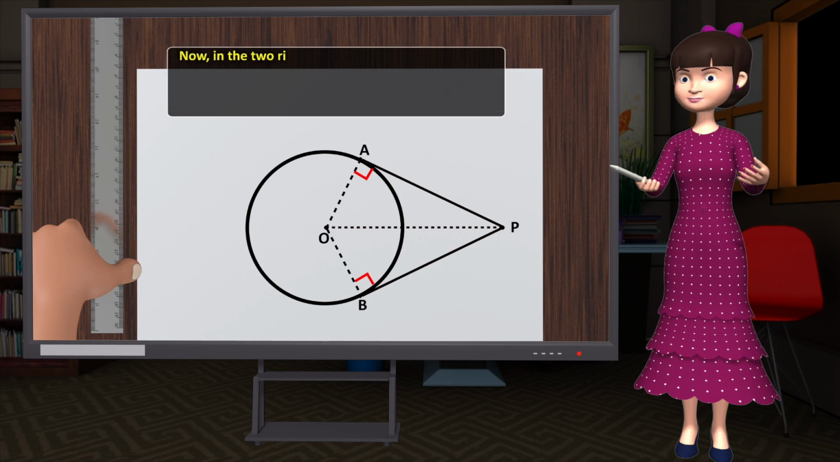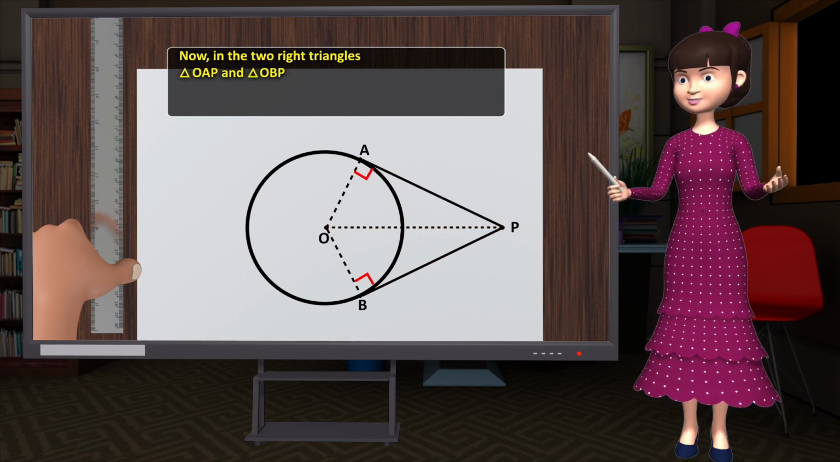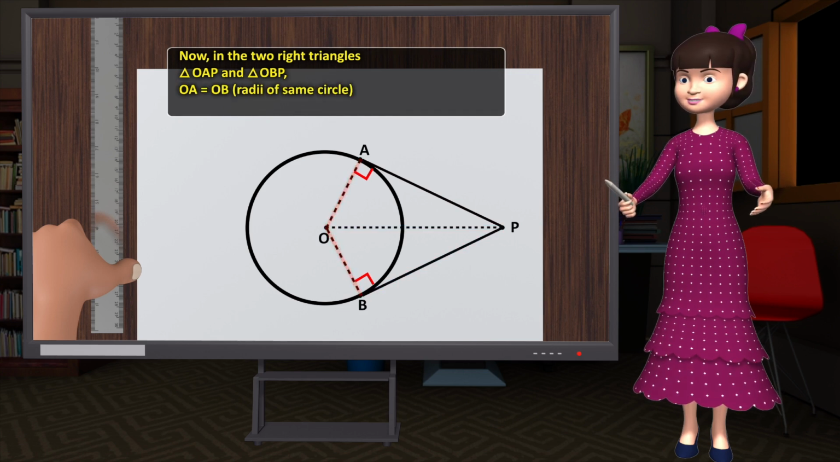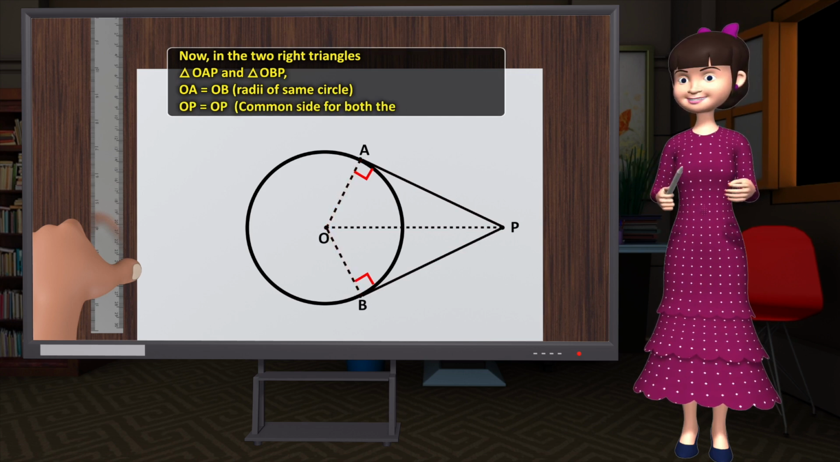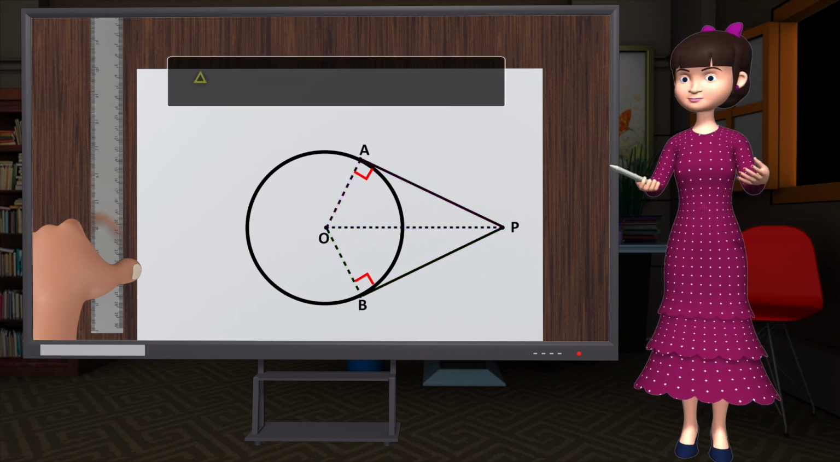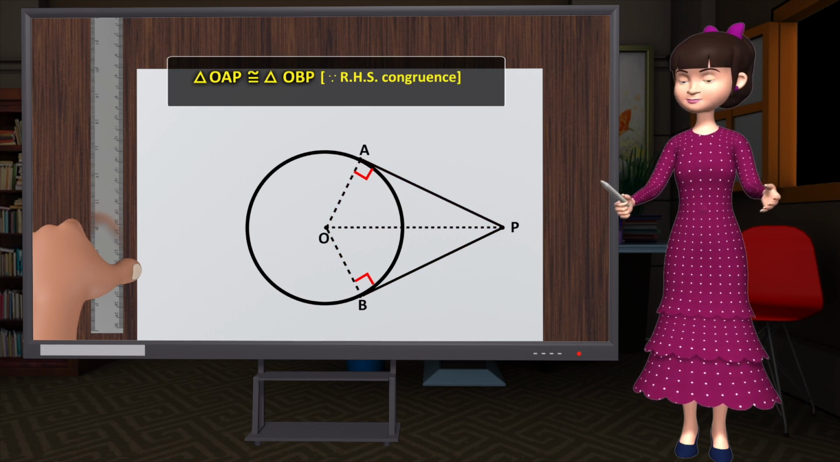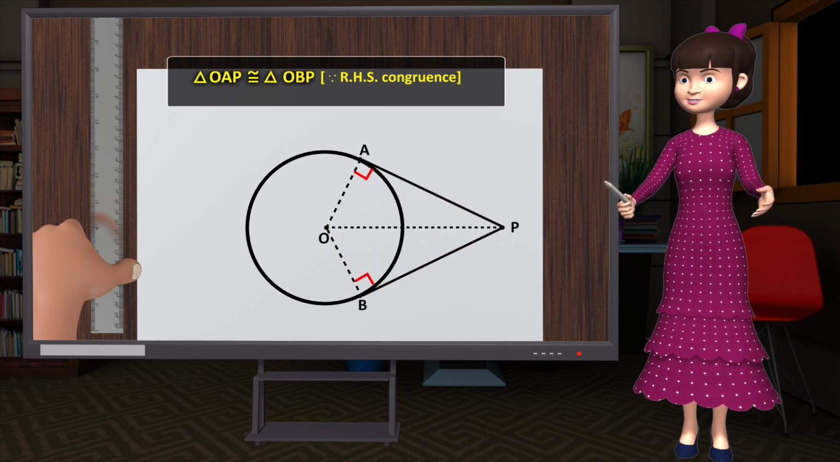Now, in the two right triangles, triangle OAP and triangle OBP, OA is equal to OB, as they are the radii of the same circle, and OP is equal to OP, since it is a common side for both triangles. Therefore, by RHS congruency axiom, triangle OAP is congruent to triangle OBP.